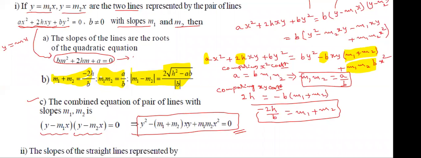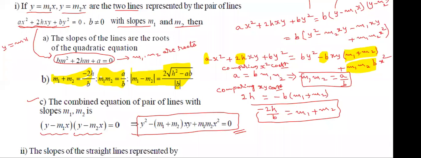Here m1, m2 are roots of the equation. Then the sum of the roots is minus b by a, and the product of the roots is c by a. So here the a value is b, the b value is 2h, the c value is a. Use those formulas, you will get the sum of the roots and the product of the roots.